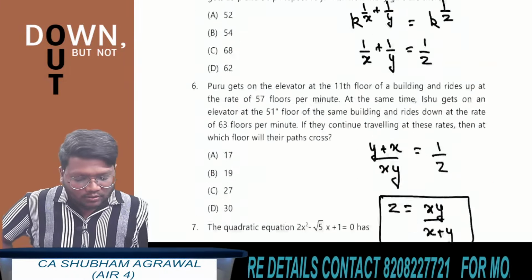Now solve this question number 1. The ratio of income of A and B is 5:4 and their expenditure is 3:2. If at the end of each year both the person saves 1600 rupees, then the income of A is. This question is also very, very simple question.